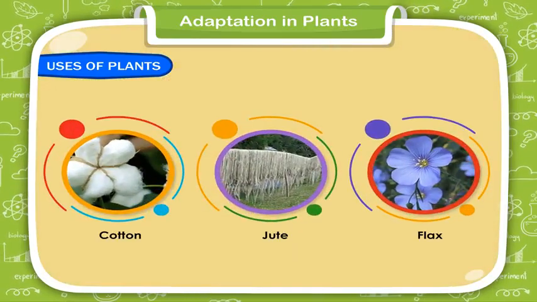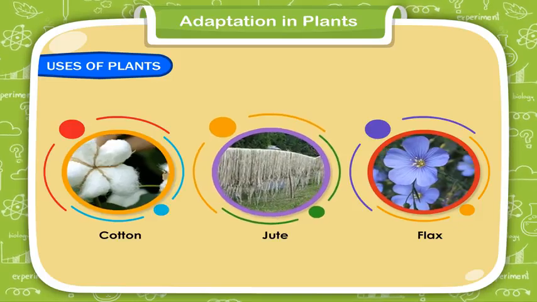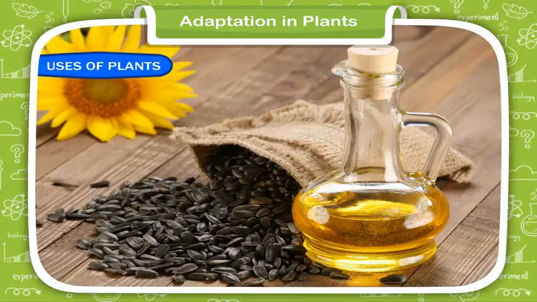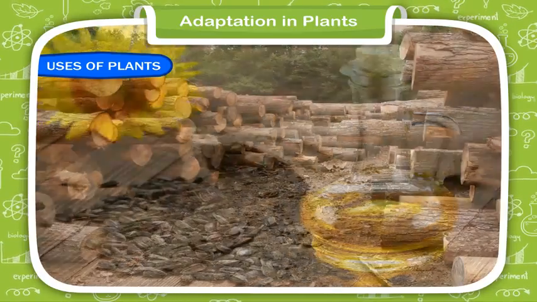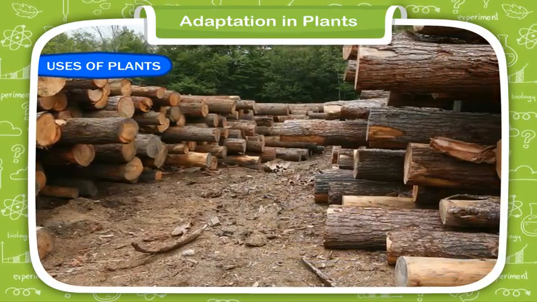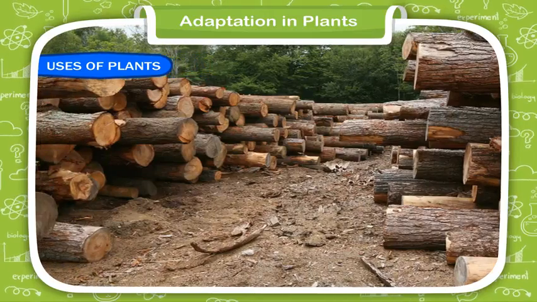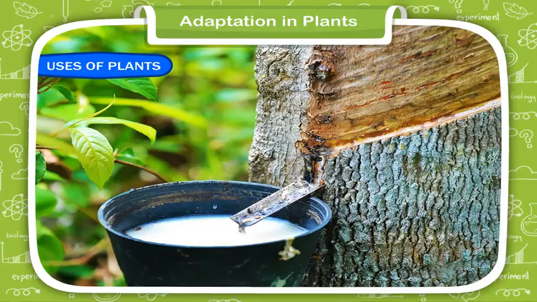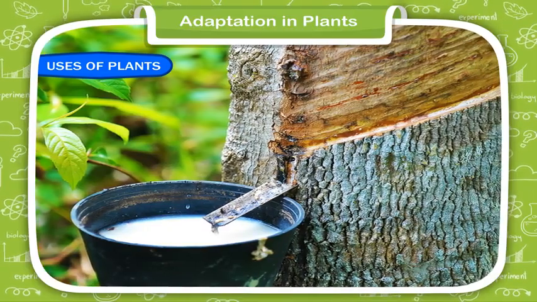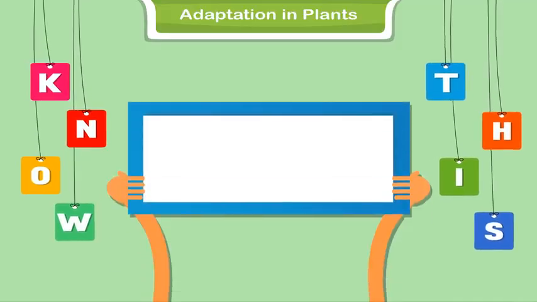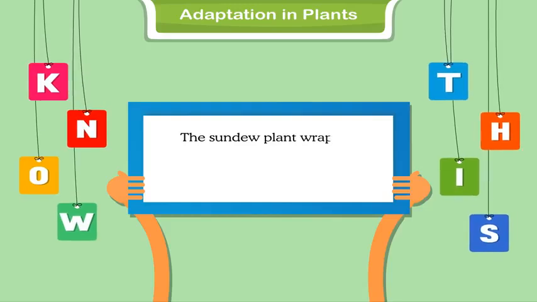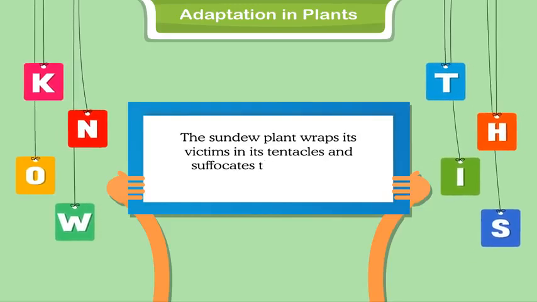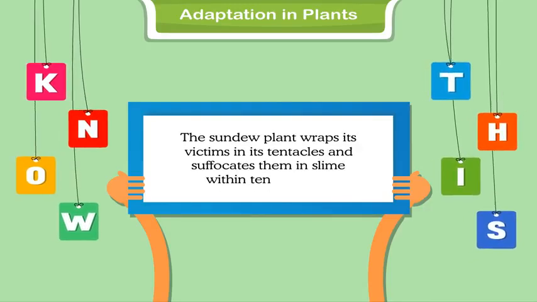We get fibers such as cotton, jute, and flax from plants. We get oil from the seeds of various plants. The wood obtained from plants is used to make furniture. Rubber tree gives us latex, which is used to make rubber tires and other things. Know this: the sundew plant wraps its victims in its tentacles and suffocates them in slime within 10 seconds.